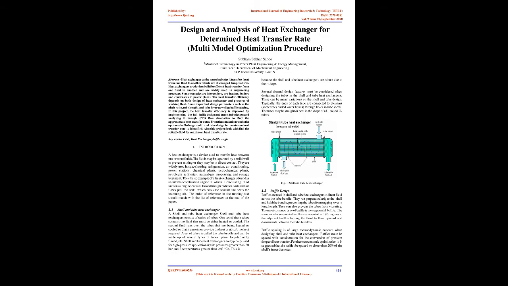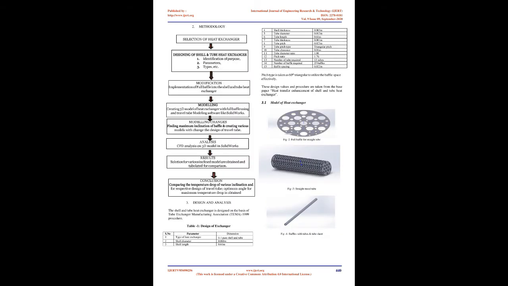Introduction. A heat exchanger is a device used to transfer heat between one or more fluids. The fluids may be separated by a solid wall to prevent mixing, or they may be in direct contact. They are widely used in space heating, refrigeration, air conditioning, power stations, chemical plants, petrochemical plants, petroleum refineries, natural gas processing, and sewage treatment. The classic example of a heat exchanger is found in an internal combustion engine, in which a circulating fluid known as engine coolant flows through radiator coils and air flows past the coils, which cools the coolant and heats the incoming air.